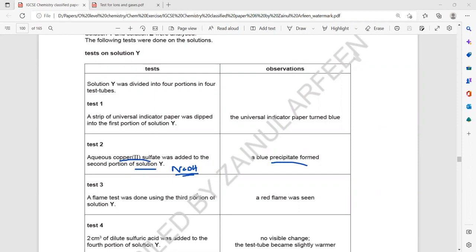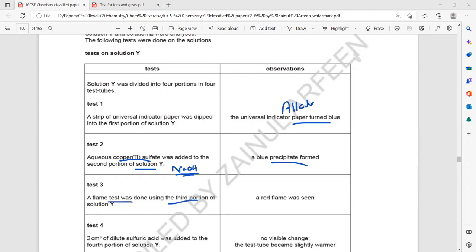Then a flame test was done. This simply gives an idea that it might be an alkaline solution. Usually when we have an alkali, or hydroxide ions, react with a positive metal ion, it will form precipitates. So this gives a rough idea. This is not 100% sodium hydroxide. This gives an idea that it is an alkali. This might be sodium hydroxide.